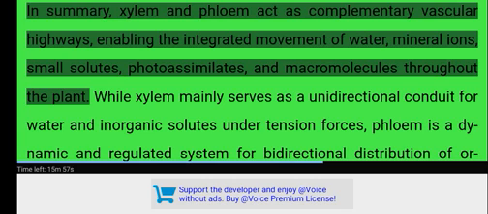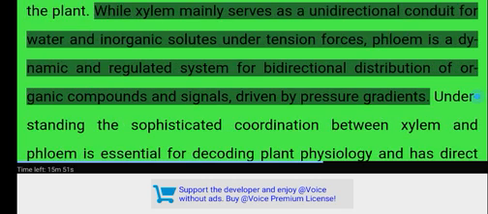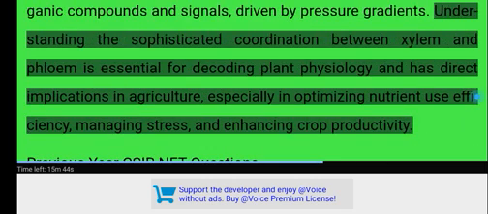In summary, xylem and phloem act as complementary vascular highways, enabling the integrated movement of water, mineral ions, small solutes, photoassimilates, and macromolecules throughout the plant. While xylem mainly serves as a unidirectional conduit for water and inorganic solutes under tension forces, phloem is a dynamic and regulated system for bidirectional distribution of organic compounds and signals, driven by pressure gradients. Understanding the sophisticated coordination between xylem and phloem is essential for decoding plant physiology and has direct implications in agriculture, especially in optimizing nutrient use efficiency, managing stress, and enhancing crop productivity.